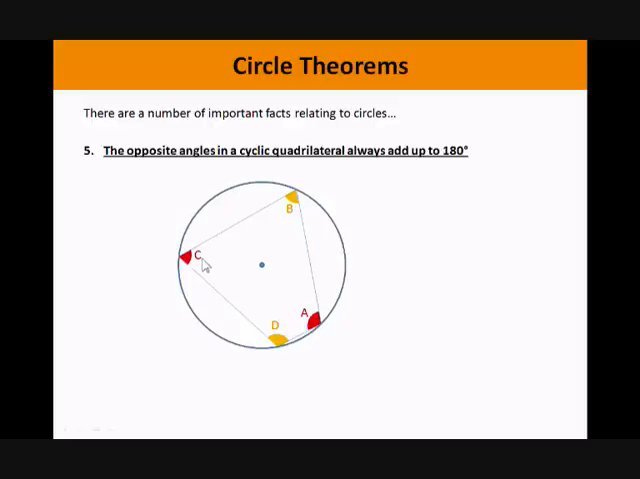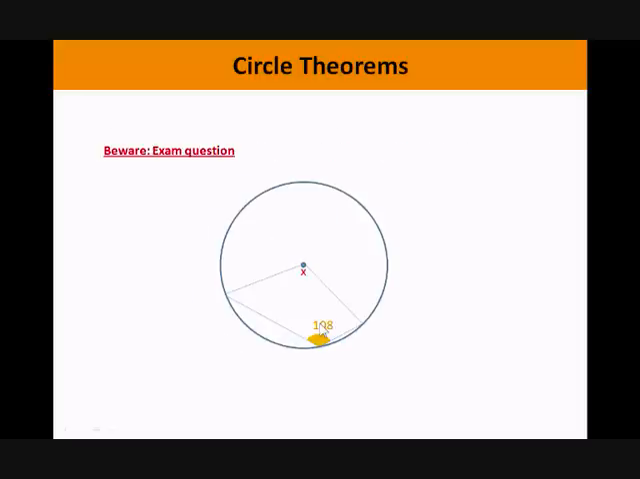And this rule says that the opposite angles add up to 180 degrees. So A plus C, the 2 red ones, add up to 180, and B plus D, the 2 yellow ones, add up to 180. So for example, if that's 125, then the other one's 55. If that one's 72, then that one's 108, because 72 plus 108 is 180, and 55 plus 125 is 180.